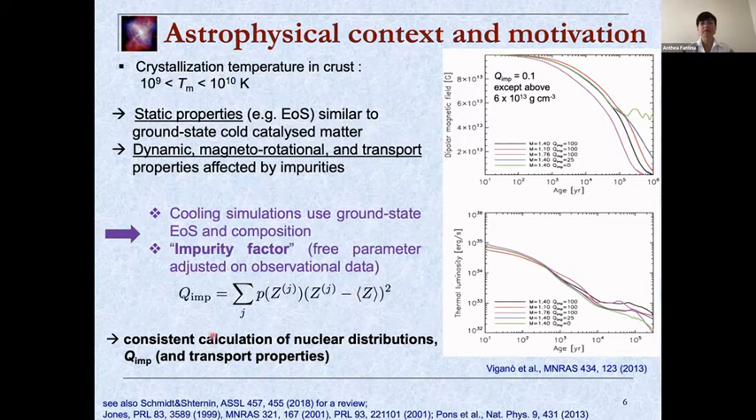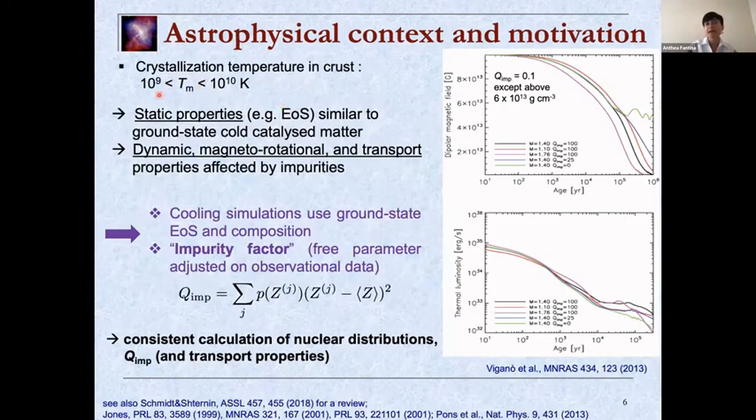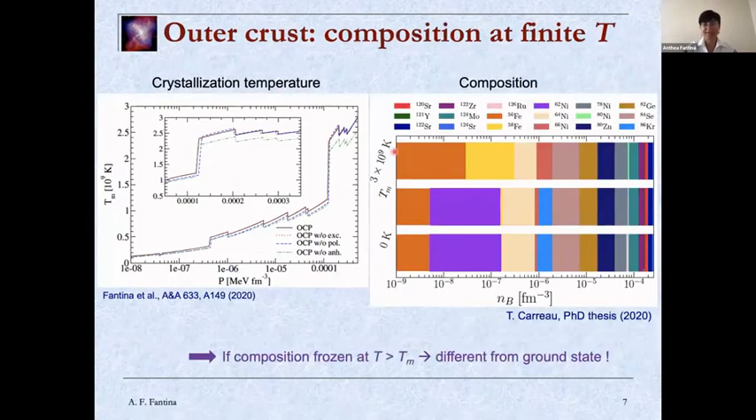So the idea would be having a consistent calculation of both the nuclear distributions and the impurity factor, and of course, the associated transport properties. And I will show you some results on this in the following slides. As I said, for the equation of state and composition at these temperatures, one might expect not to be too different from the zero temperature one. And I show you here what we can actually expect.